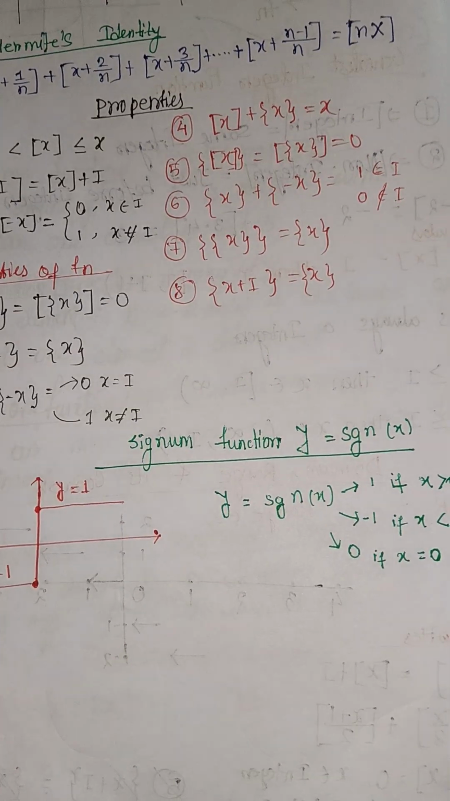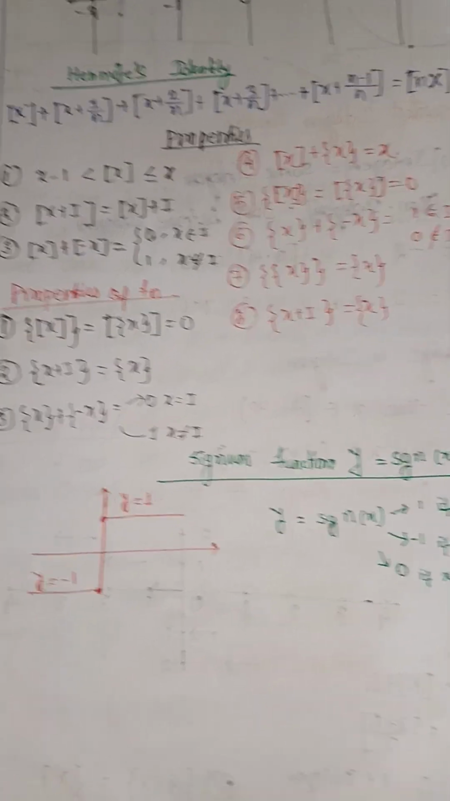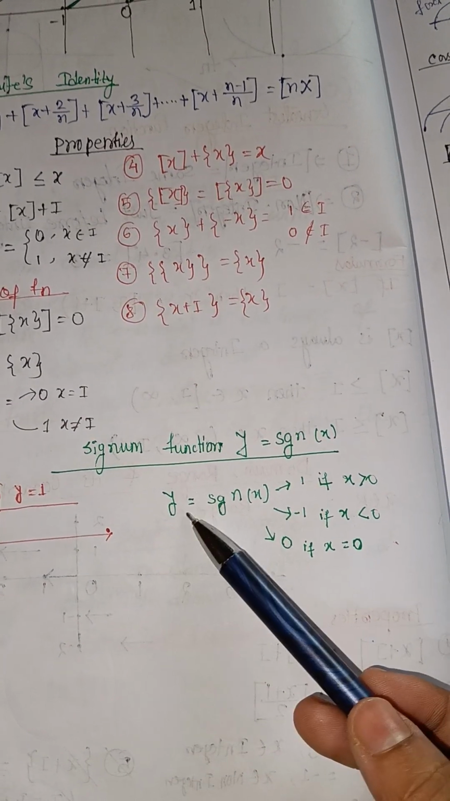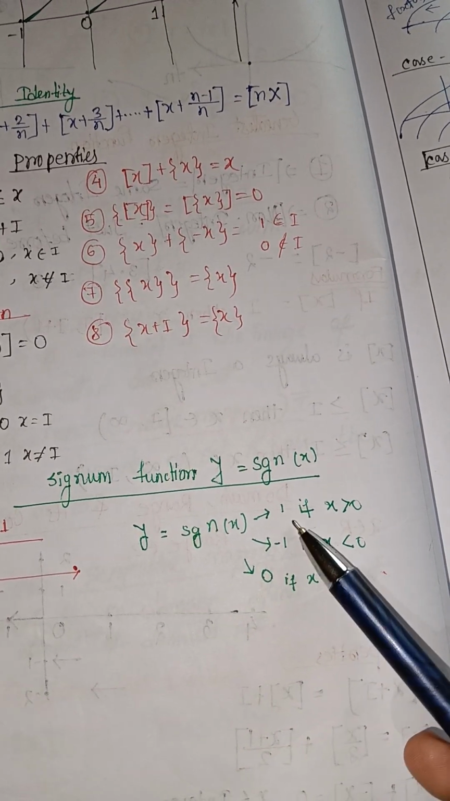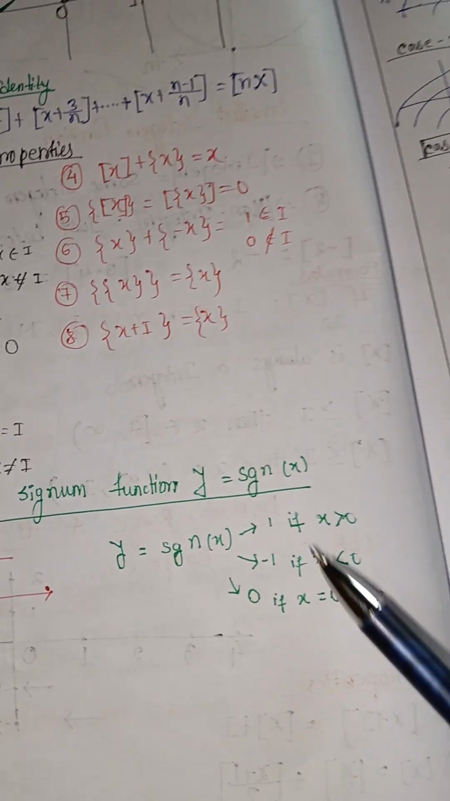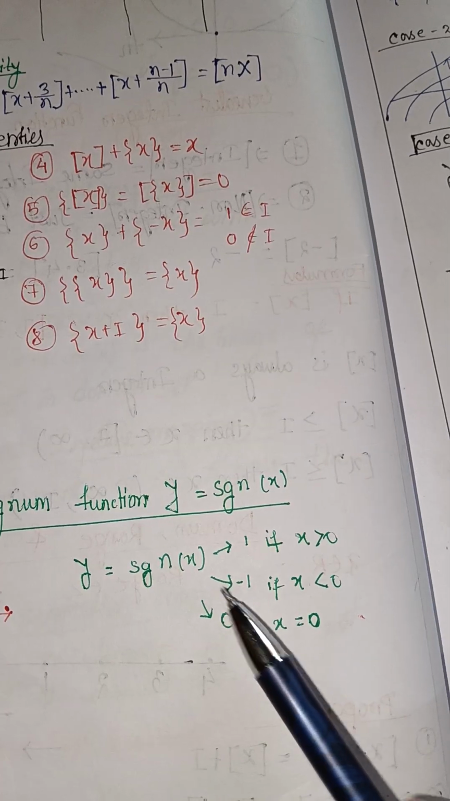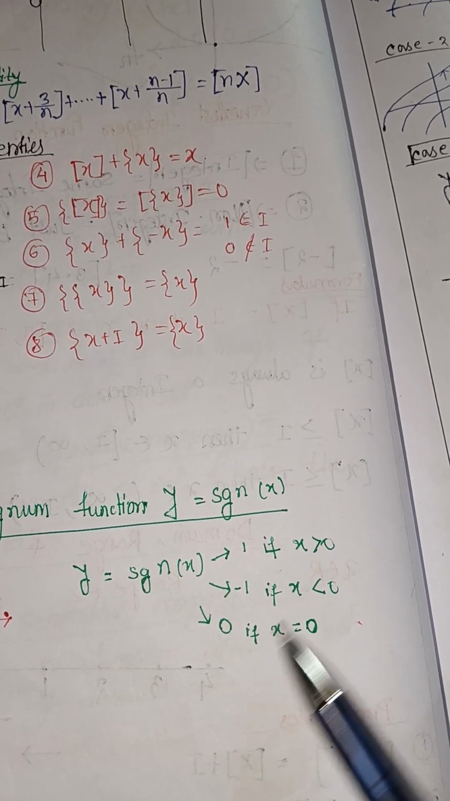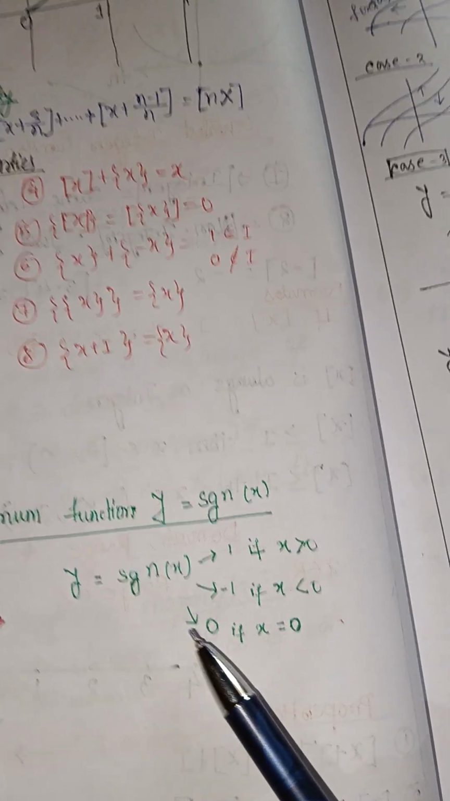Next is the signum function, y is equal to sgn x. That's the graph. y is equal to 1 if x is greater than 0, minus 1 if x is less than 0, and 0 if x is 0.